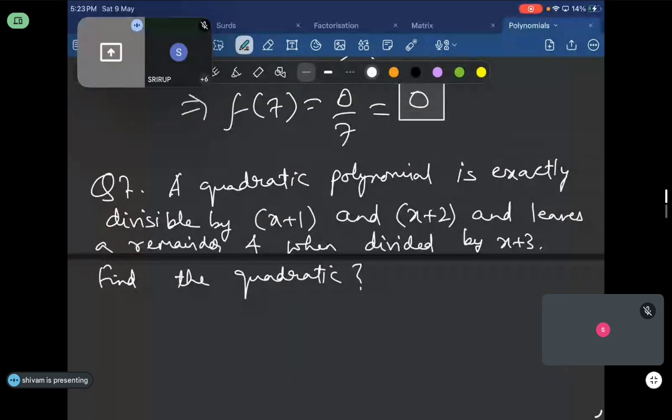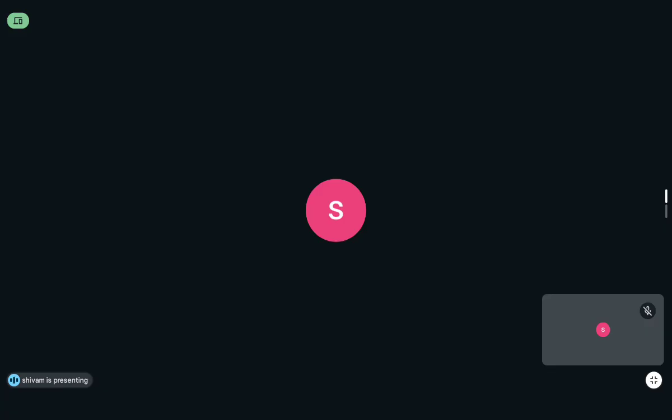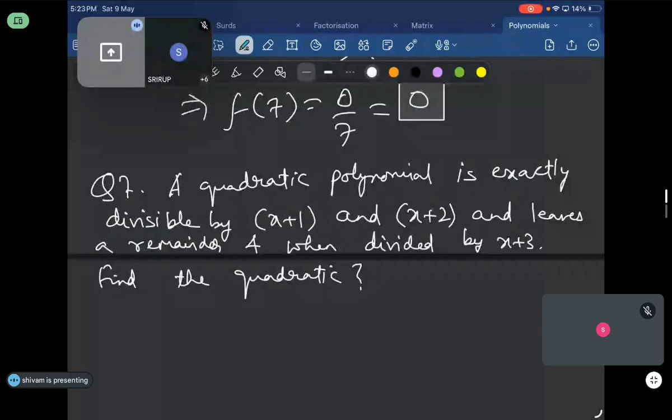Okay, let us start. So over here I've got a quadratic polynomial exactly divisible by x plus 1 and x plus 2. That means x plus 1 and x plus 2 are the factors of that quadratic, right? Will there be any more linear factor of this quadratic? Tell me. No, there cannot be any more factor of this quadratic.